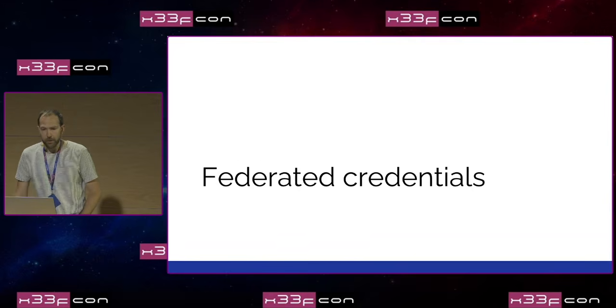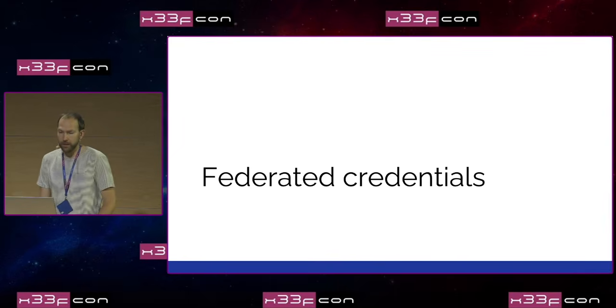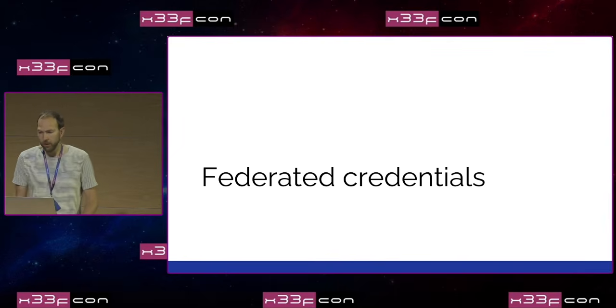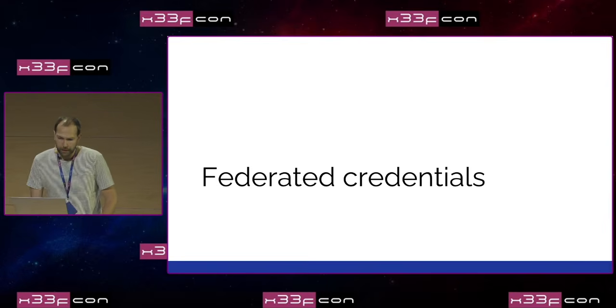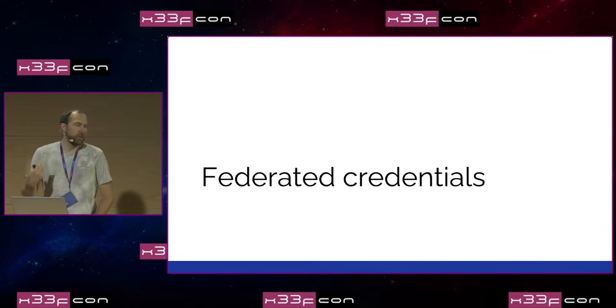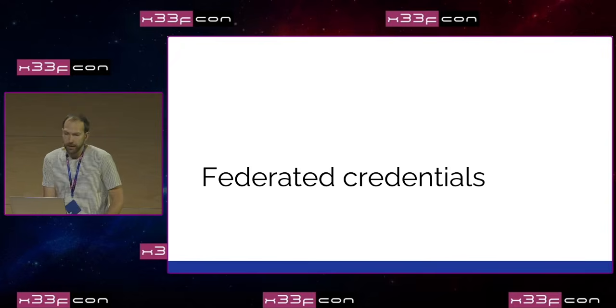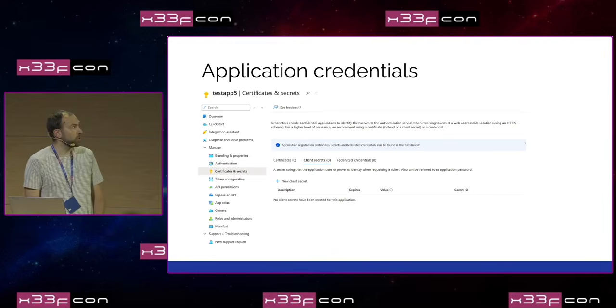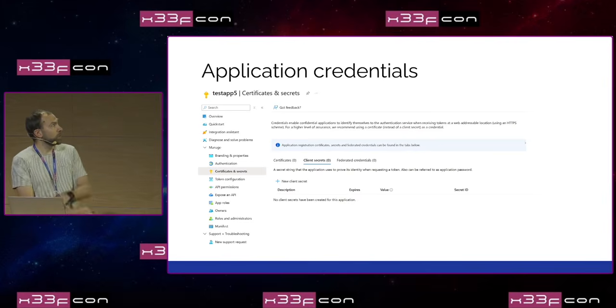And the first use case we're going to look at is federated credentials, which is also something that's based on OpenID Connect. So if we have an application in Entra, then we need to authenticate that application usually, and that's why we configure application credentials. So maybe this looks familiar to you. This is the Azure portal. You go to applications in there, and then you can configure secrets or certificates.